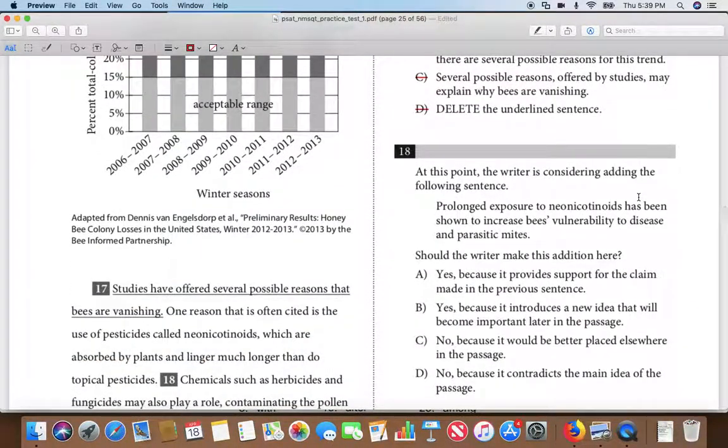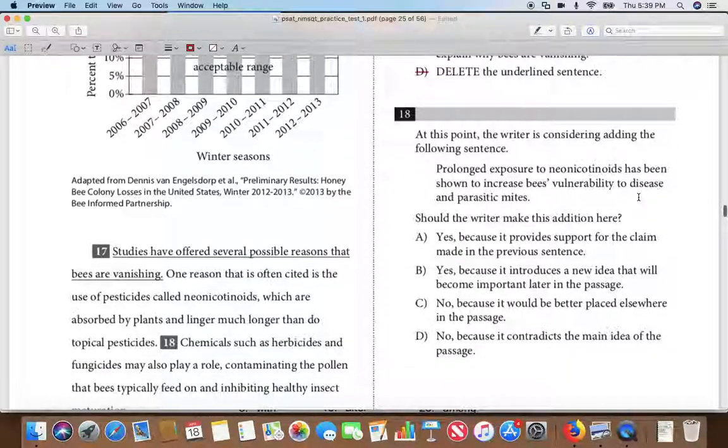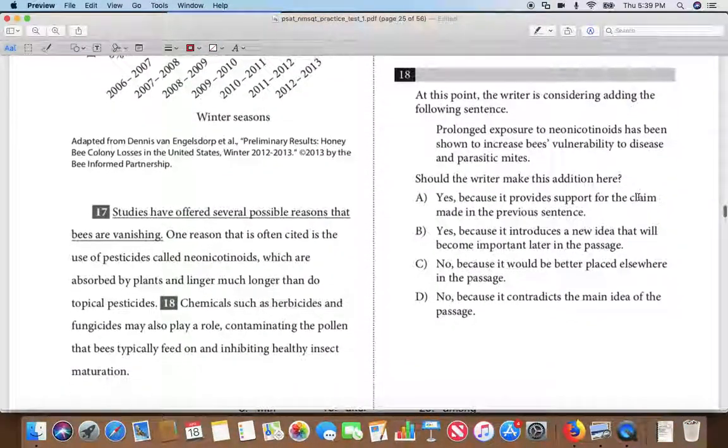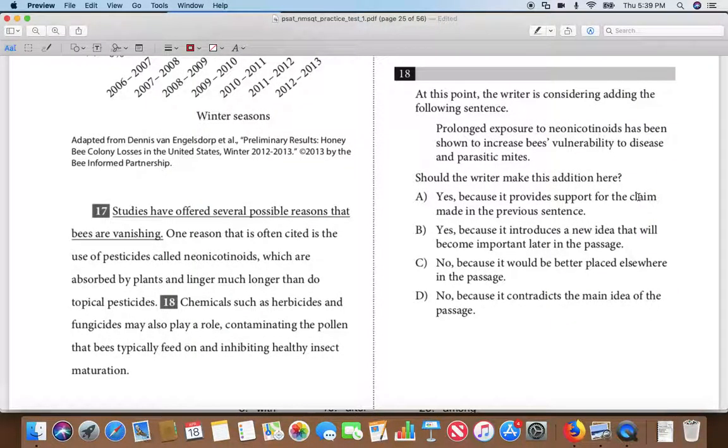All right, let's do 18. Blaze, go ahead and read question 18 for me, please. Okay. At this point, the writer is considering adding the following sentence. Prolonged exposure to neonicotinoids has been shown to increase bees' vulnerability to disease and parasitic mites. Okay.